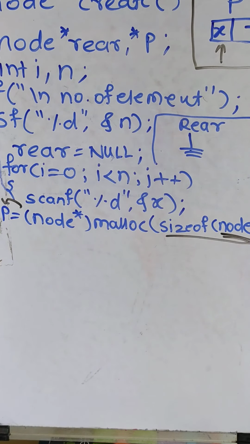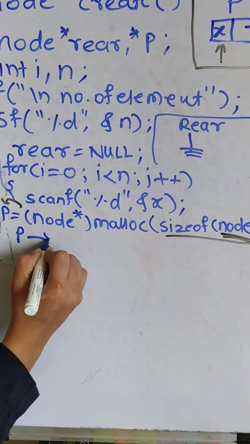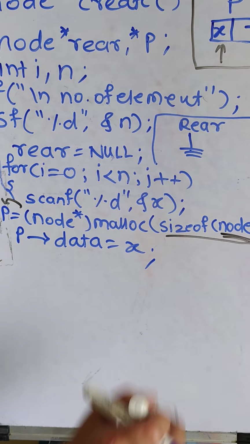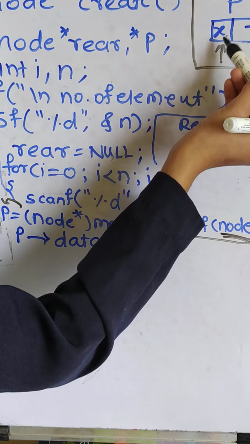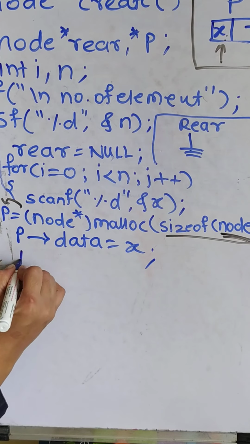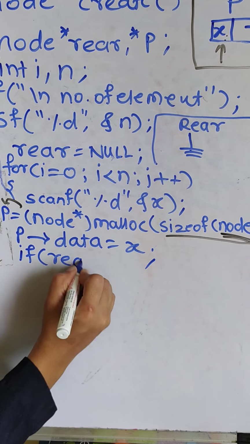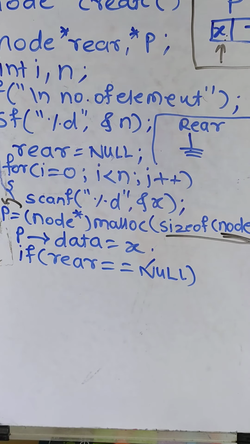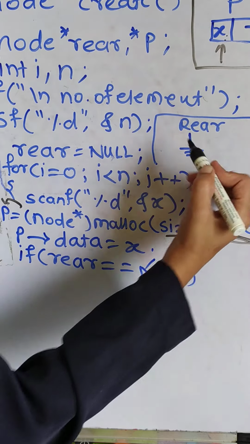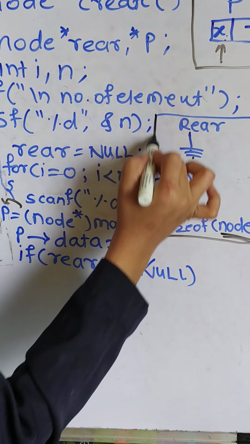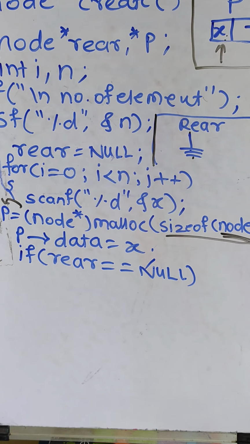Okay, then p's data equals x. See, p's data equals x means what? Here we have written this x, meaning p's data field is x now. Okay, and after this, if rear equals null. See this condition, rear equals null. If rear is null, this condition means there is not a single node at that time.